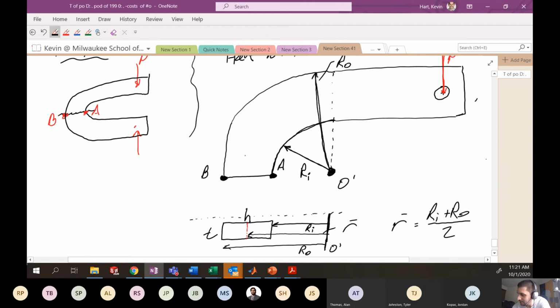You may consider the neutral axis to sort of be running in the center of this guy all the way through. Okay, so that's the location, not the neutral axis, the centroidal axis, running all the way through this cross section.